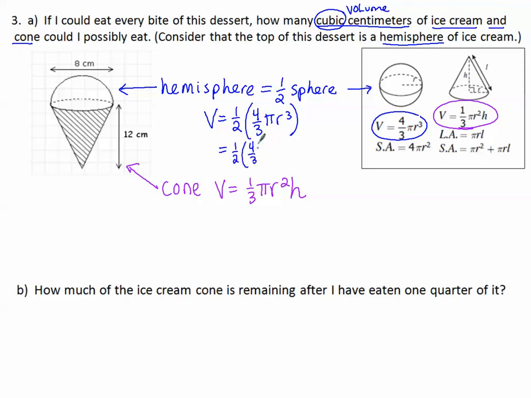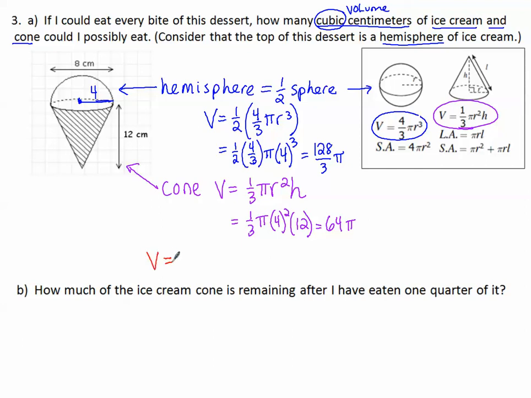1/2 times 4/3 times pi. Radius, well, the radius is half of the diameter. They gave me all the way across, so the radius is 4 centimeters, 4 cubed. Let's go to our calculator to compute that. Again, I don't want a decimal yet because I don't want to have to round until I get to the final answer. Let's do the cone now. The cone, 1/3 pi, the radius is also 4, and the height of the cone shows 12. We get 64 pi.